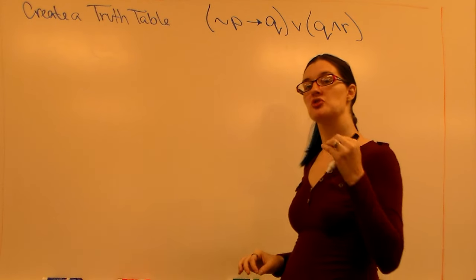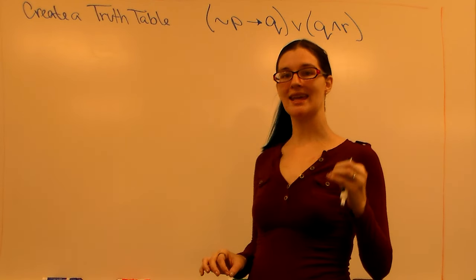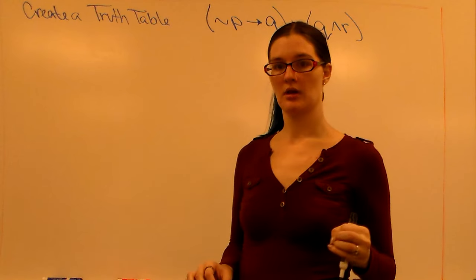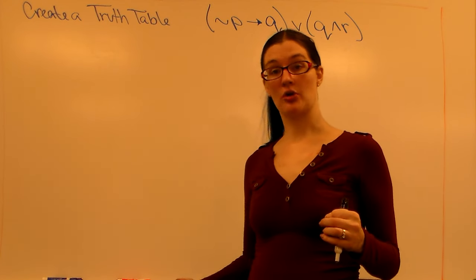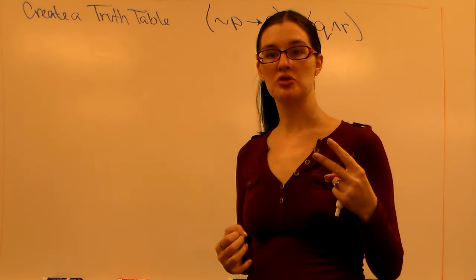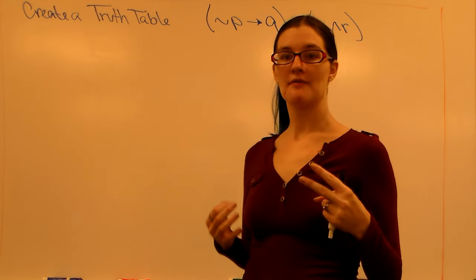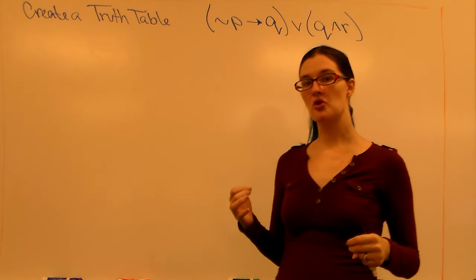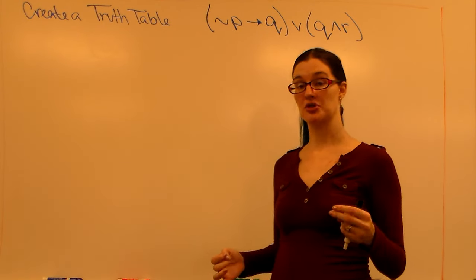For three variables, you need to know that you have eight options. So you're gonna have eight options, eight rows. I will give you either two variables or three. If I give you two, you have four options. If I give you three, you have eight. You need to know that, and you need to know what the options are.